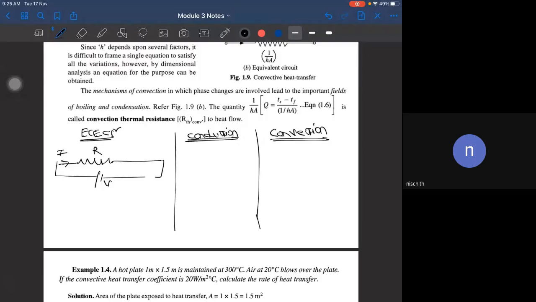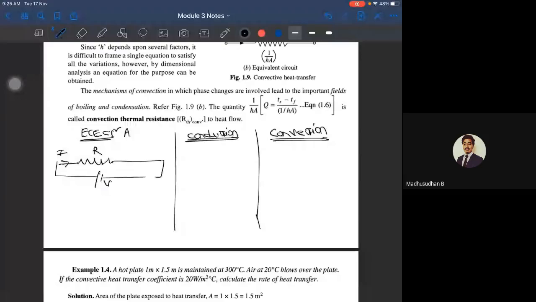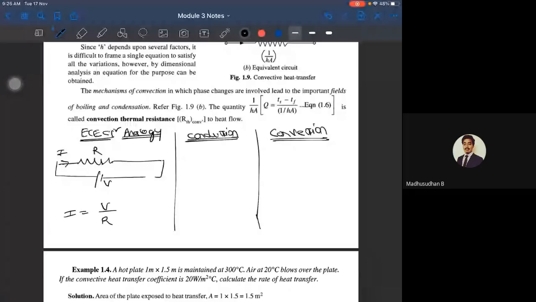Pratish Suvarna. Yes, sir. So how do you relate the current, voltage, and the resistance in an electrical analogy? We have discussed in the last class, right? I equals V by R. Is that right? Yes, sir.